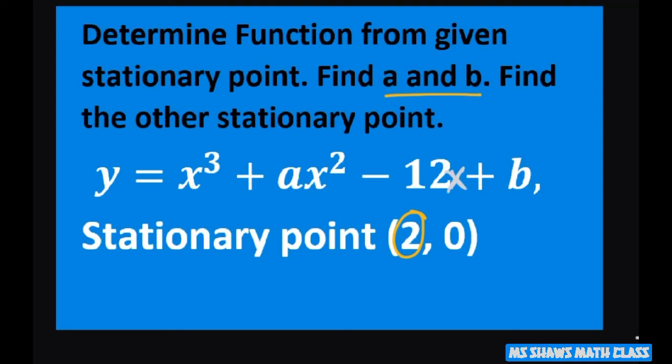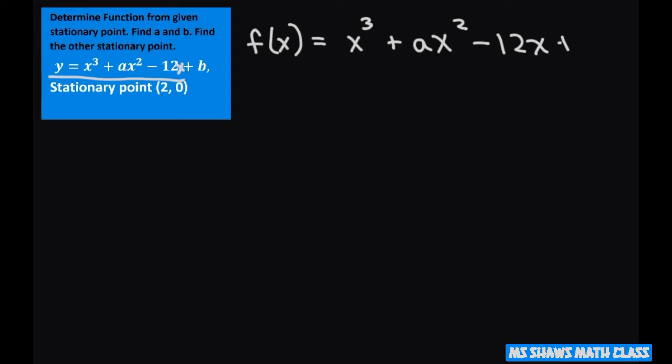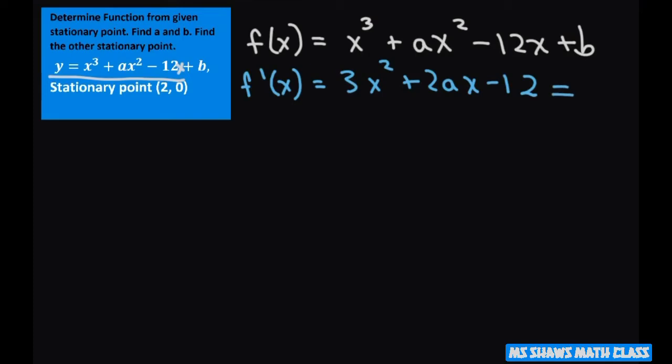All right, so I think the first thing I want to do is just rewrite this since I messed up, and maybe just write this as f of x, and that's going to give me x cubed plus ax squared minus 12x plus b. Now let's differentiate. f prime of x is going to give me 3x squared plus 2ax minus 12. And then we know that this is supposed to be set to 0.